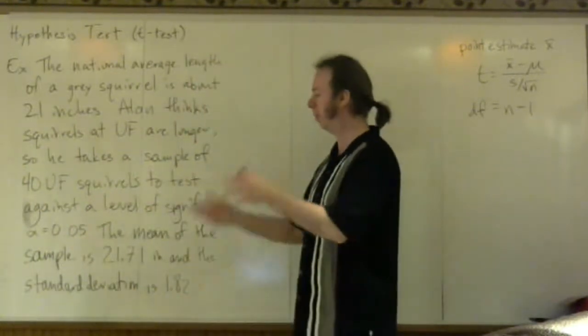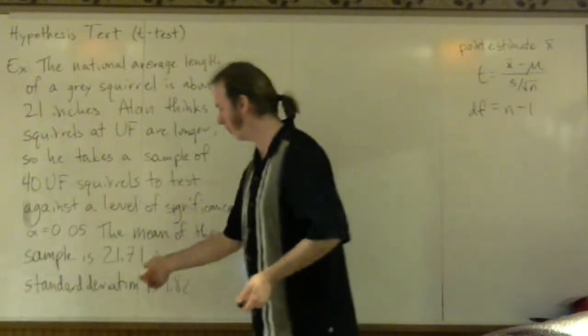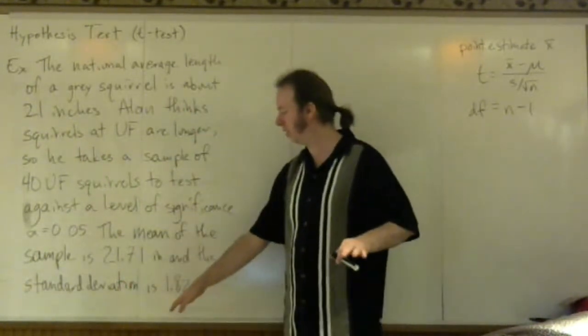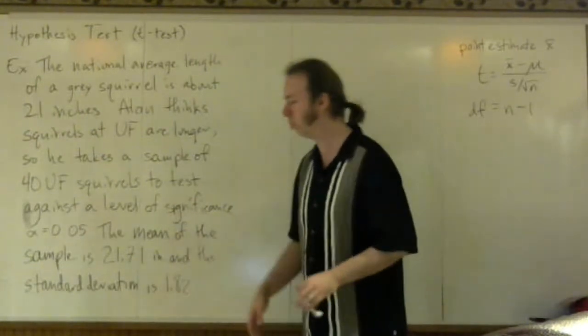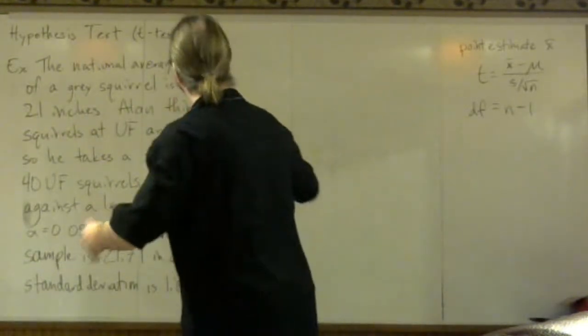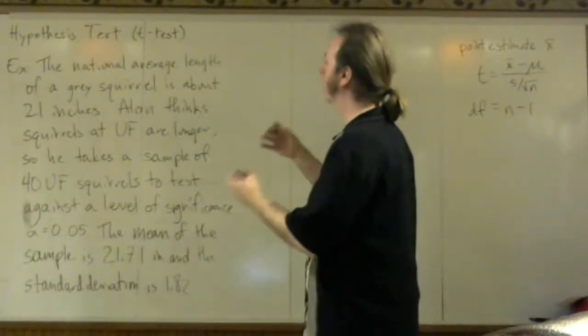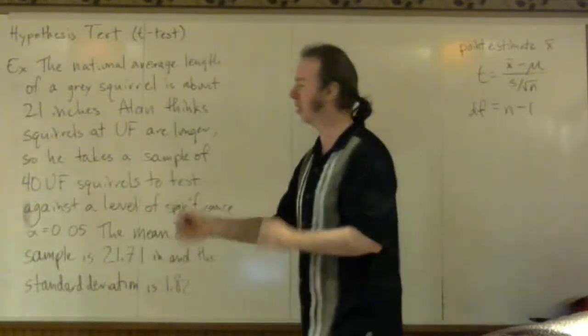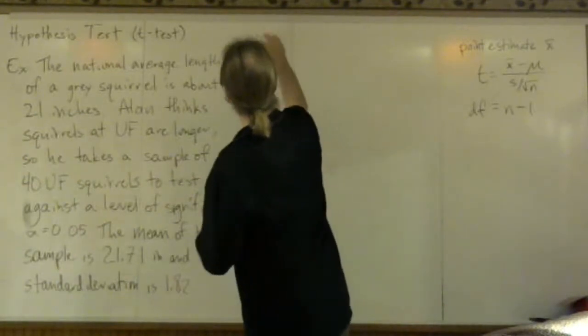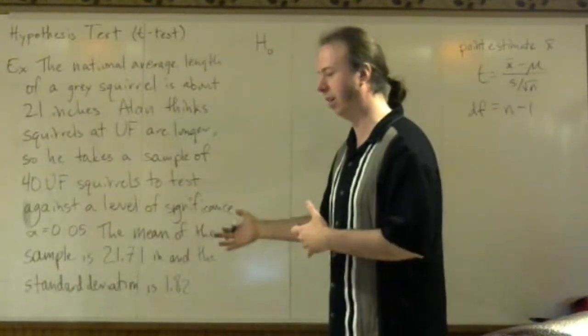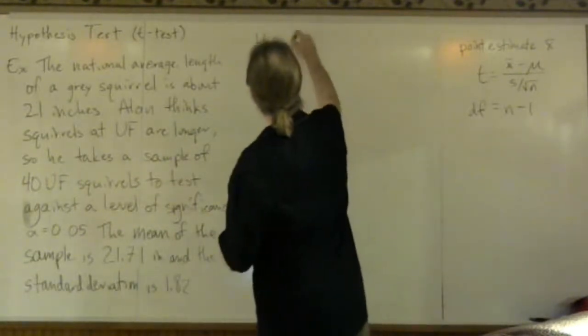So he takes a sample, he calculates the basic stats, and finds that the mean of the sample is 21.71, and the standard deviation of the sample is 1.82. So that's just a rundown on the problem. To write this down in the notation, the first thing to do is to determine the null and alternative hypotheses.